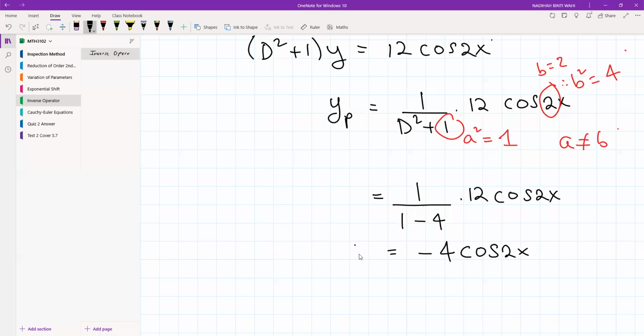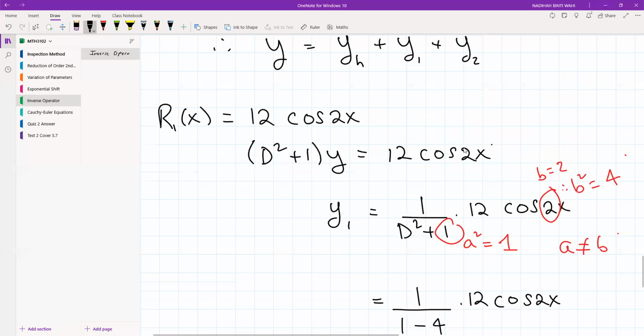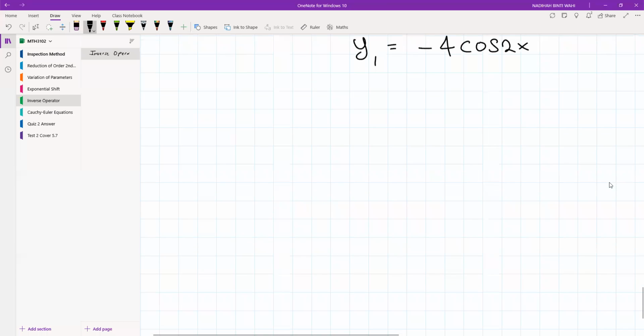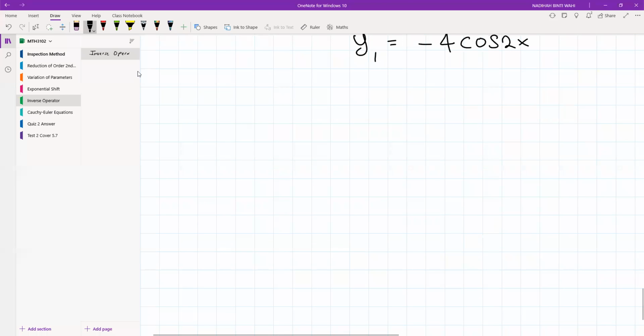So yang ni untuk Y particular yang pertama. Banyak sangat dia punya simbol, saya guna Y1 saja. Just Y1. Okay, so yang ni direct to the point, terus dapat. Dia tak perlu risau tentang apa factorial or whatever that is.